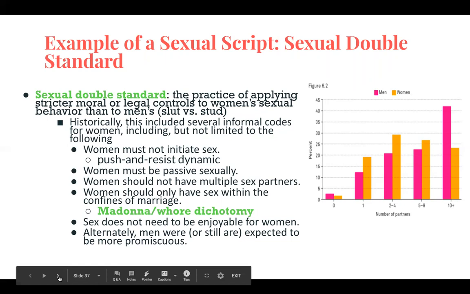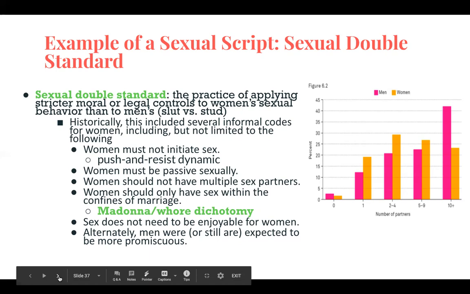Women must not initiate sex, which leads to something called the push and resist dynamic, right? Men are supposed to initiate sex, they're supposed to push, and women are supposed to resist. Women who don't resist, women who give in too easily, let alone women who push, are seen as being what? Sluts, thirsty, desperate, chasing men, that type of language. Men who push for sex are really just seen as being men, right? There is no negative term that goes along with that behavior, unless he's super pushy and super unsuccessful, in which case contemporary scripts have developed terms for those types of men.